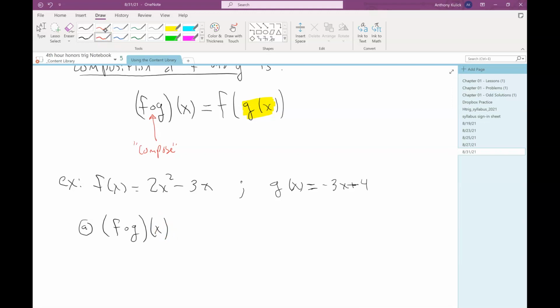So let's say we want to do f compose g of x. From our definition, this is f of g of x. Cool? From the problem, I know that g of x is really negative 3x plus 4.